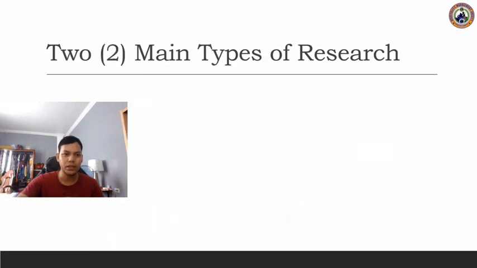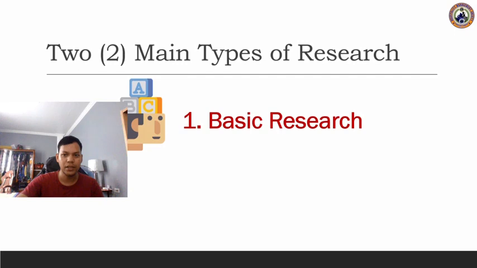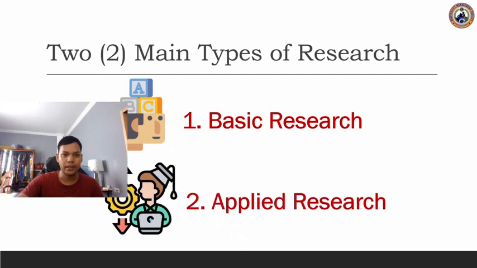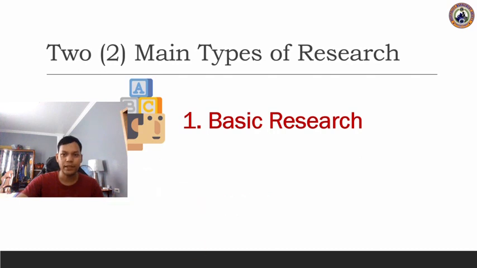Now let's proceed to the two main types of research. Research can be divided into two main types. First is the basic research, also known as pure research. Like in ABC, it's basic. The second one is the applied research. Okay, so we will discuss it one by one.